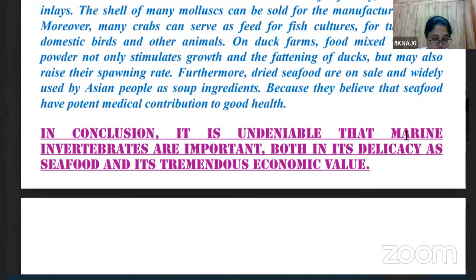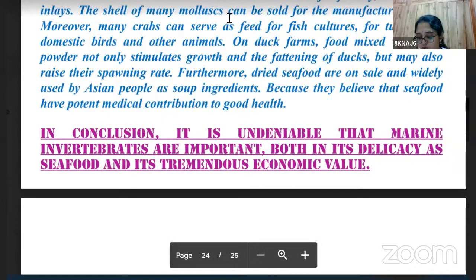Again, vitamins A and D are present. Mussels have glycogen and amino acids. So this is all you're going to have about Palaemon, that is the freshwater prawn. It is an important topic for you, so please prepare for your exam, especially Palaemon.